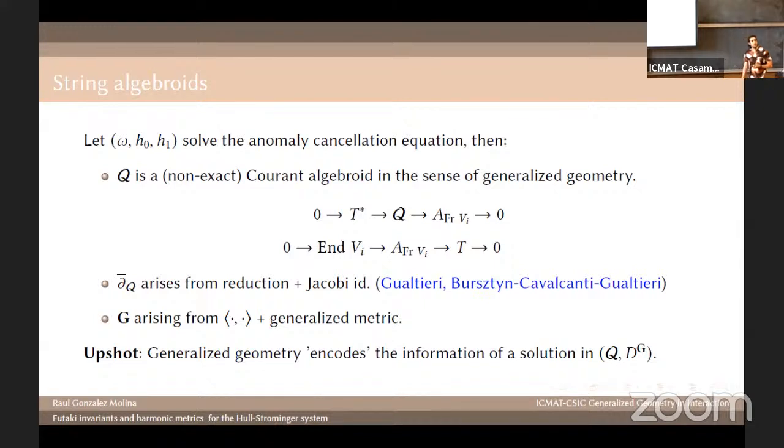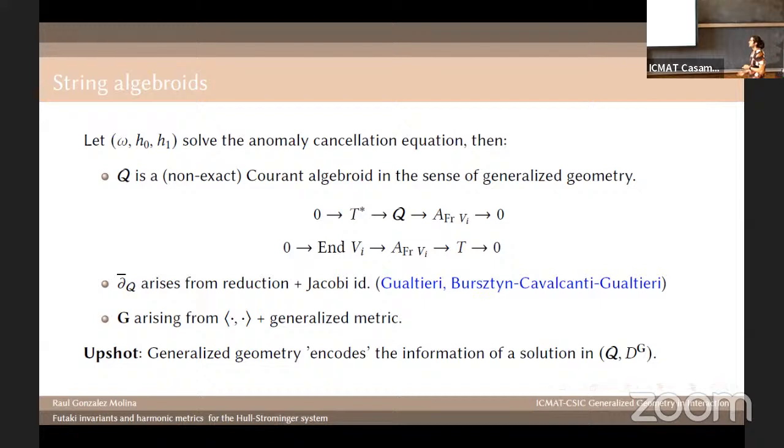Sorry, Raúl, you say it arises from T bar Q, arises from reduction of what? Yeah, so it's a procedure that was sketched by Gualtieri yesterday. It is a choice of a lifting in the complexification of a real string algebra, and then performing a symplectic reduction. We can speak of that afterwards.